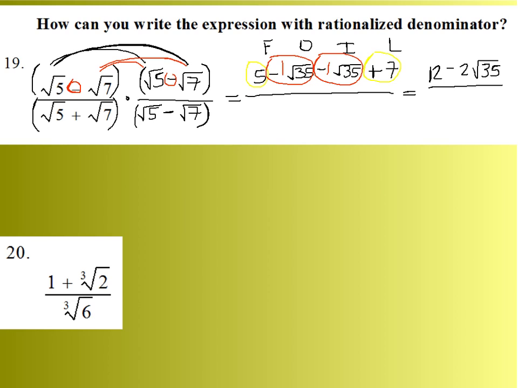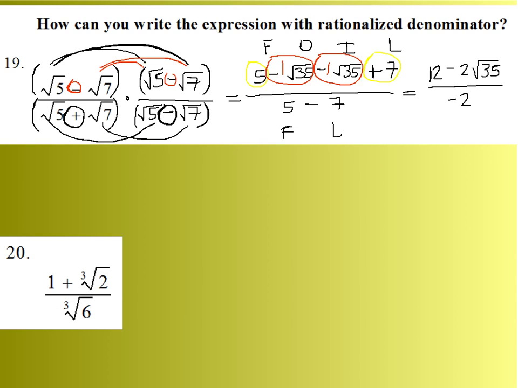For our denominator, again, we just have to do FOIL. So square root of 5 times the square root of 5 is just 5. And we're just doing FOILs since they're conjugates. And then square root of 7 times negative square root of 7 is 7. And it was a positive times a negative, so we get a negative. Now 5 minus 7, that simplifies to negative 2.